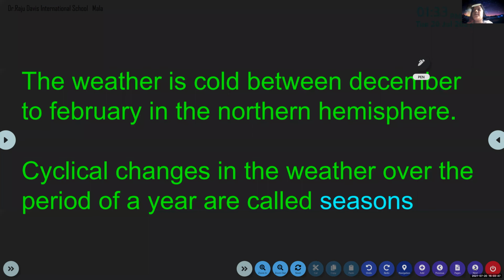The weather is cold between December to February in the northern hemisphere. Cyclical changes in the weather over the period of a year are called seasons. Okay, called cyclical changes. Then somebody should read, Insulin. Yes, read the points, Insulin. Ma'am, from the textbook. No. You look at the screen and read the point. The weather is cold between December to February in the northern hemisphere. Cyclical changes in the weather over the period of a year are called seasons.